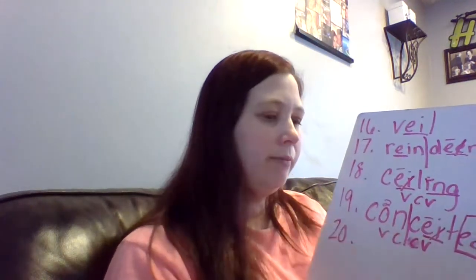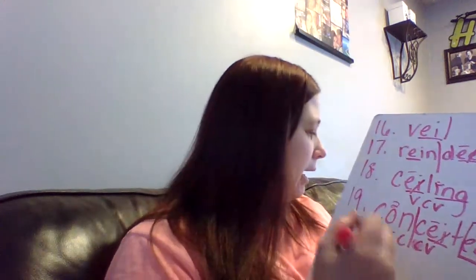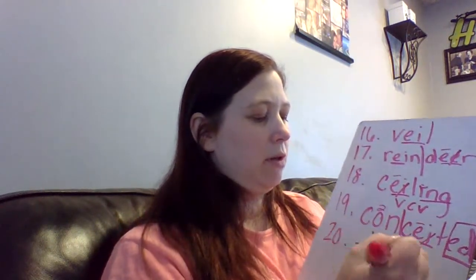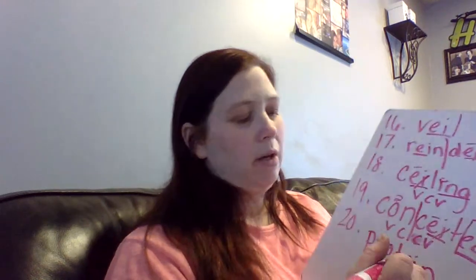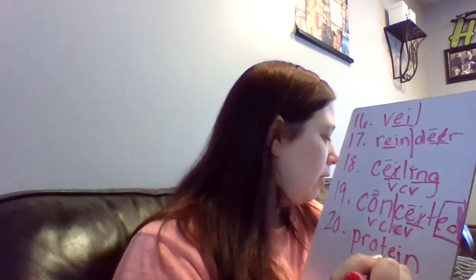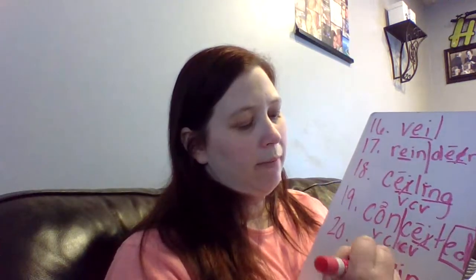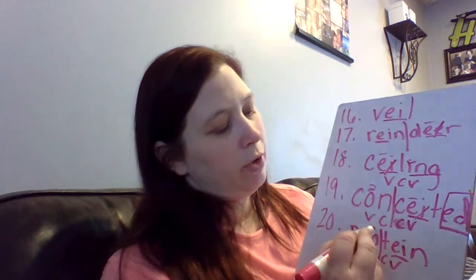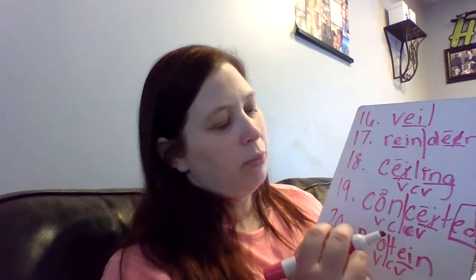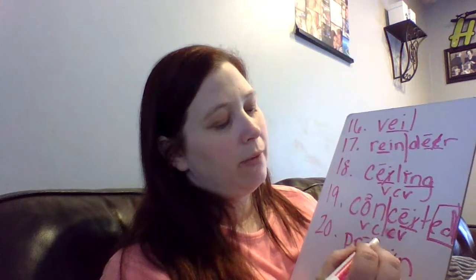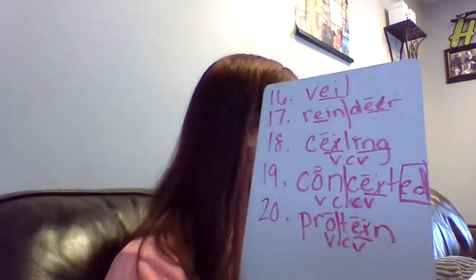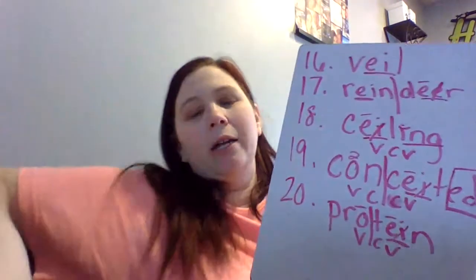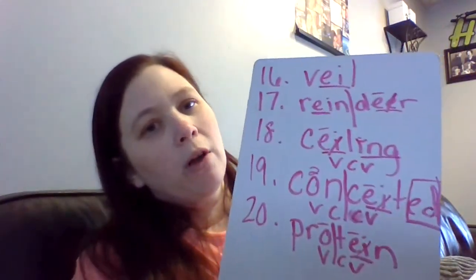And number 20, we have protein. We have that EI digraph going on. We also have a vowel, consonant, vowel pattern, so we draw a line between the vowel and consonant here, and our O gets a macron. And then protein, E, so we're crossing off the I, putting a macron on the E. All right, go ahead and look at those and then draw a picture. I think you're going to be able to figure out where the line goes for the picture. Make sure you pause if you don't.